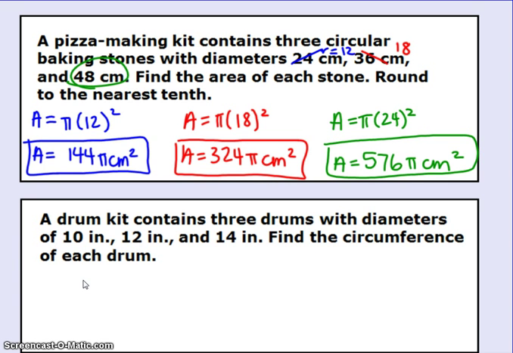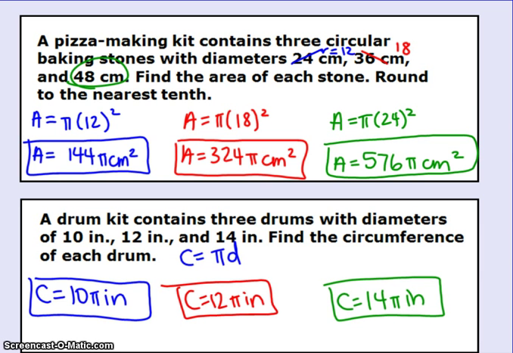Alright, why don't you take a minute. Here is a drum kit. The diameters are 10, 12, and 14 inches. Find the circumference of each drum. So take a minute, find the circumference using the correct formula. So using the formula, circumference equals pi times diameter. All I have to do is plug the diameter in front of pi. So for a drum that has a diameter of 10 inches, the circumference is 10 pi inches. For a drum that has a diameter of 12 inches, the circumference is 12 pi inches. And you get it from there.